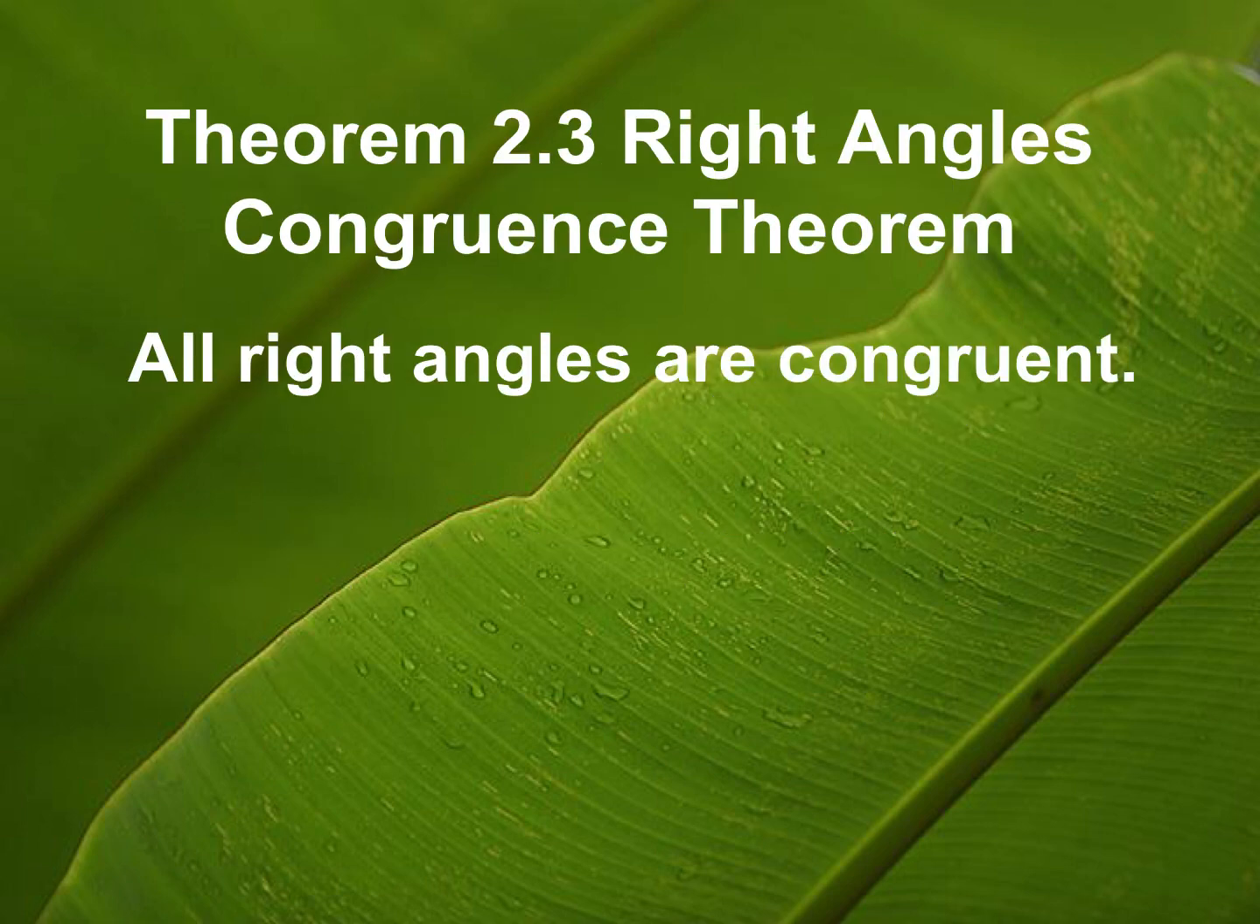So the first theorem we're going to talk about in this section is 2.3. Again, the number's not really important. It's the Right Angles Congruence Theorem. The Right Angles Congruence Theorem tells you that all right angles are congruent. So that means that this theorem is saying that all right angles are of the same size and the same shape.